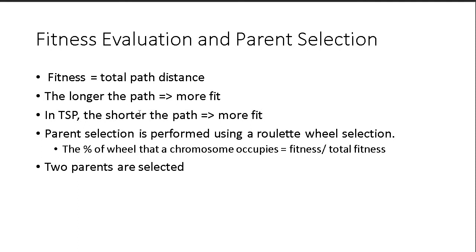After the fitness for each chromosome has been evaluated and assigned, we move on to parent selection. This is done using a roulette wheel selection. So the percentage of the wheel that a chromosome occupies is equivalent to its fitness divided by the total fitness of the population. And then, as you can imagine, if a chromosome is more fit, it's going to occupy a bigger portion of the wheel, hence it's going to have a greater probability of being selected for reproduction.